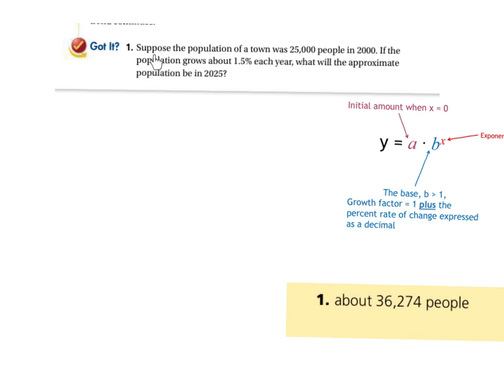Okay, so now for a fun one. Suppose the population of a town was 25,000 people in 2000. If the population grows about 1.5% each year, what will the approximate population be in 2025? So before we start, we know for sure it's going to be a 25-year span, right? So we have that whole 25 years. Got to put that down. Population started as 25,000. We need this also. 1.5% as a decimal is 0.015.